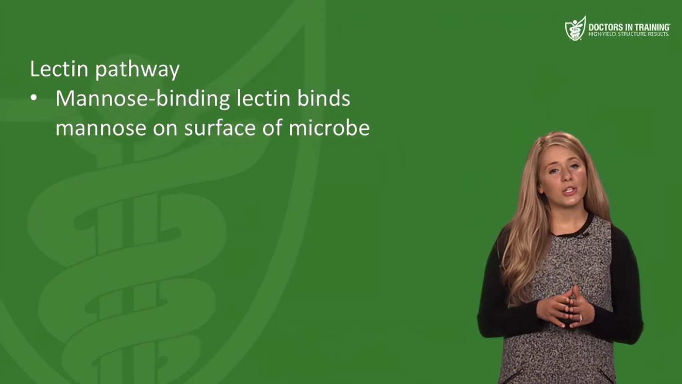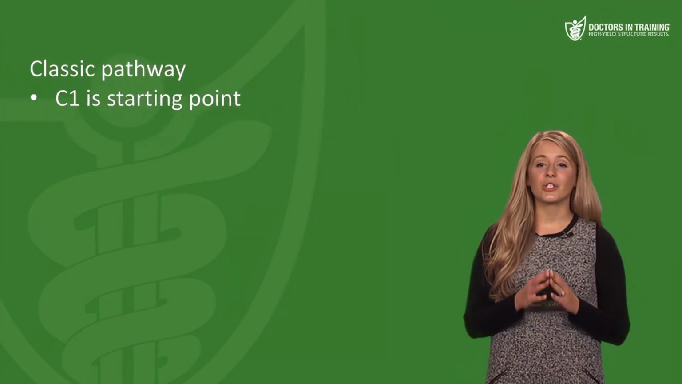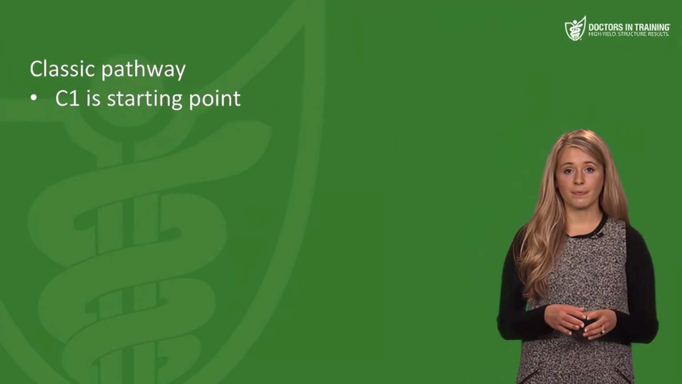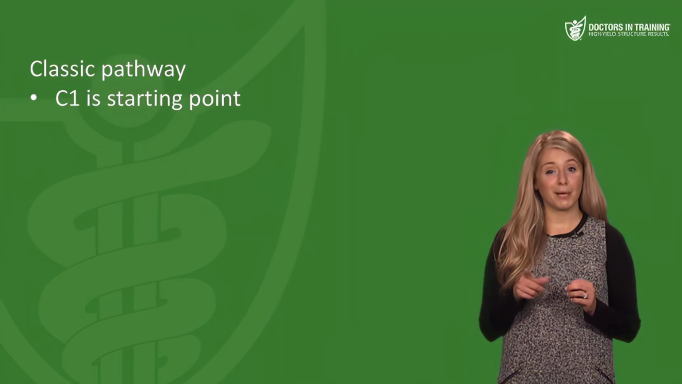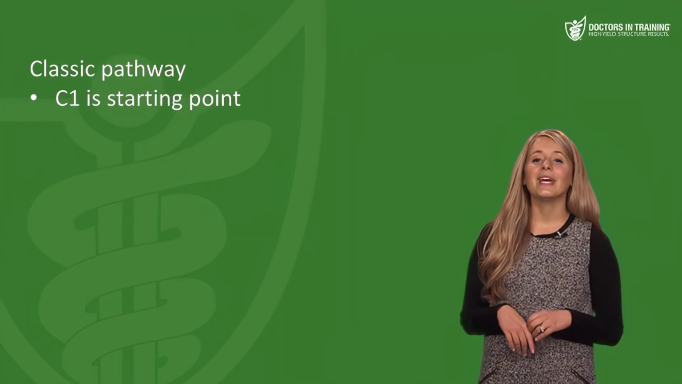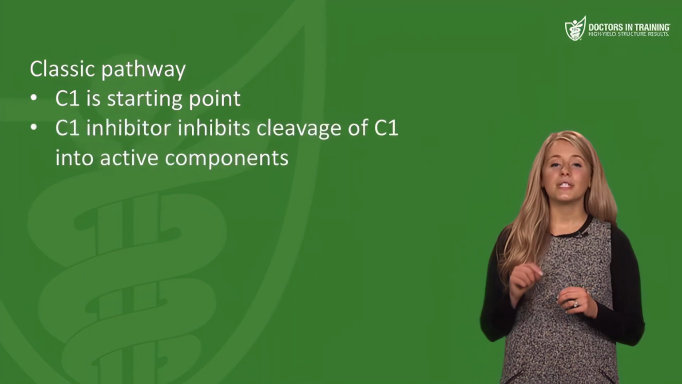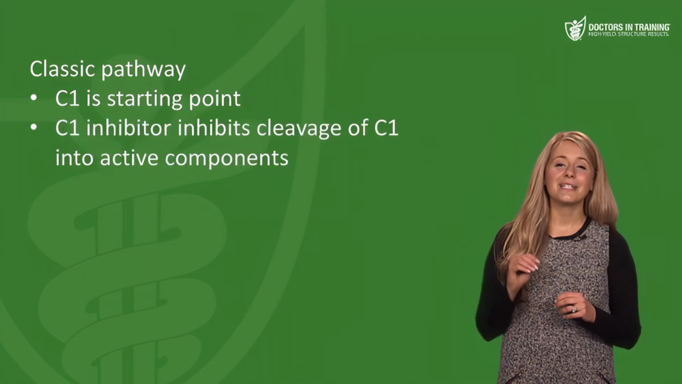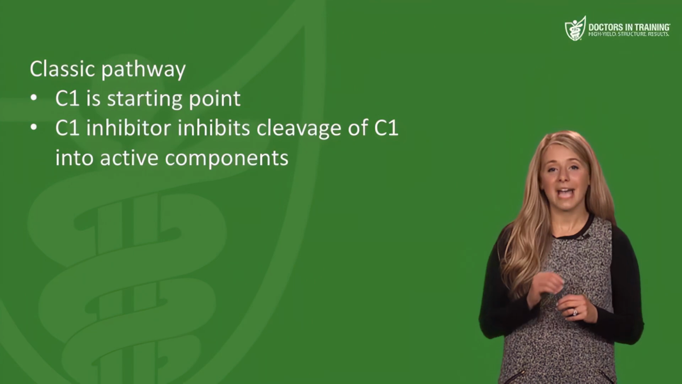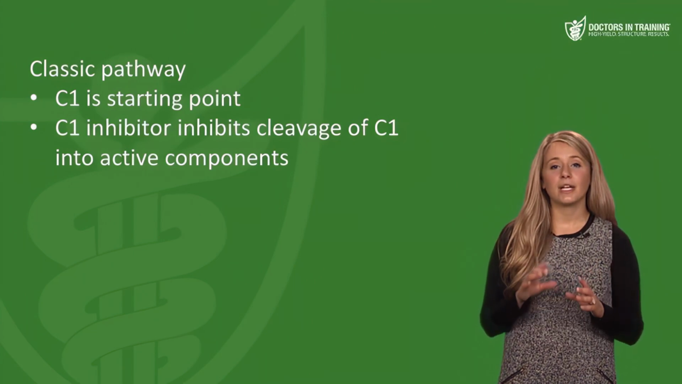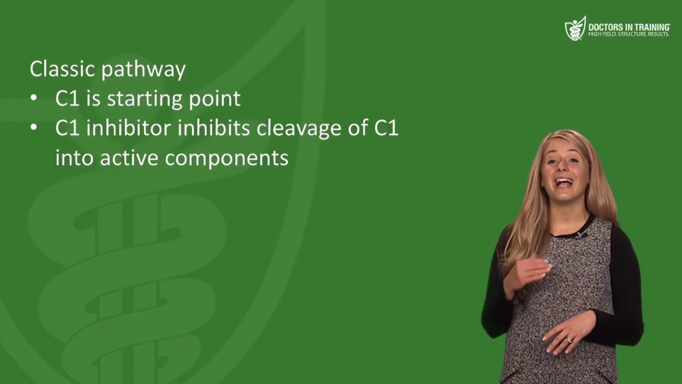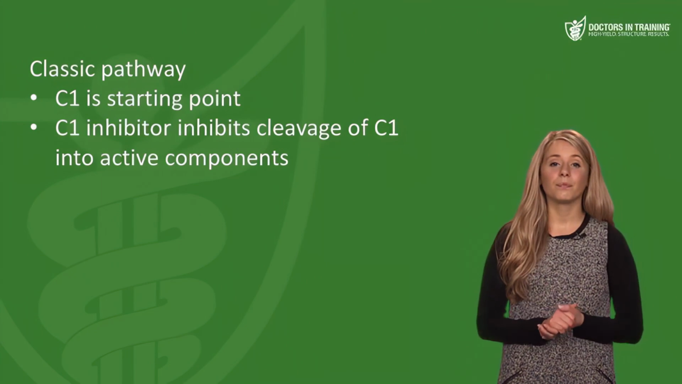The second point I want you to know is that C1 is the starting point for the classic pathway. That's the second time I've said it in the last 45 seconds, so it's probably worth remembering. And there's a specific enzyme called C1 inhibitor that inhibits the cleavage of C1 into active components. And don't get confused, because C1 inhibitor also goes by the name C1 esterase inhibitor.